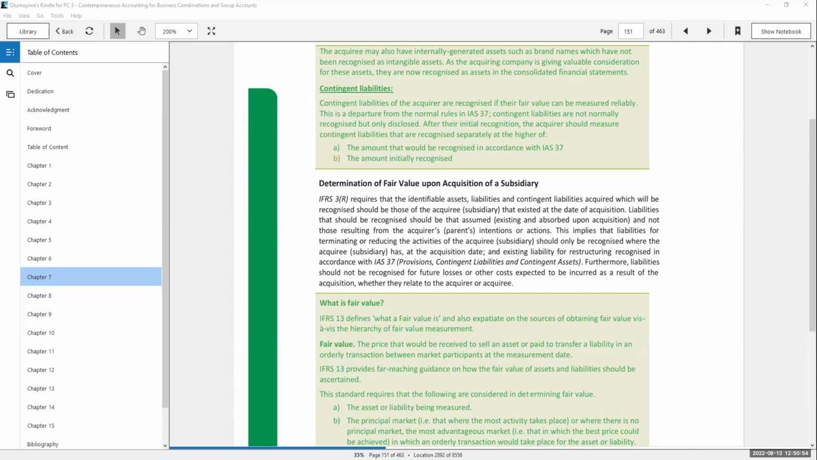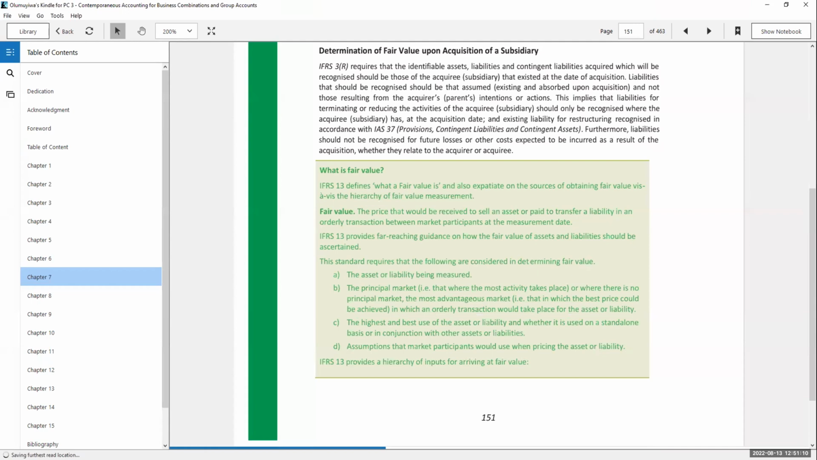This standard requires that the following are considered in determining fair value. A, the asset or liability being measured. B, the principal market, that is where the most activity takes place, or where there is no principal market, the most advantageous market, that is in which the best price could be achieved, in which an orderly transaction will take place for the asset or liability. C, the highest and best use of the asset or liability, and whether it is used on a standalone basis or in conjunction with other assets or liabilities. D, assumptions that market participants will use when pricing the asset or liability. IFRS 13 provides a hierarchy of inputs for arriving at fair value.